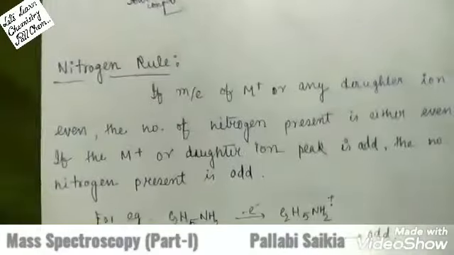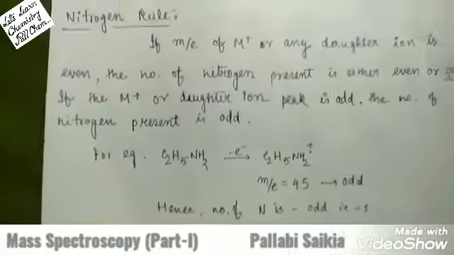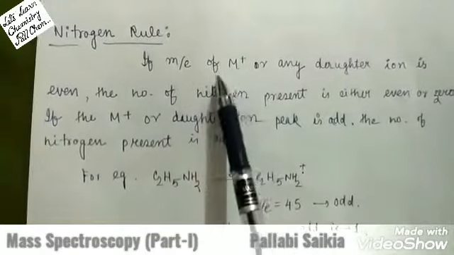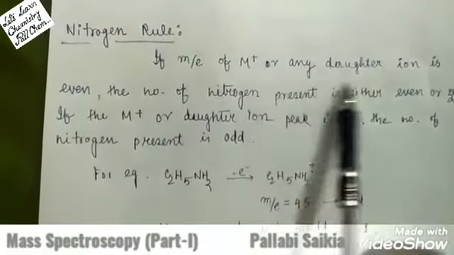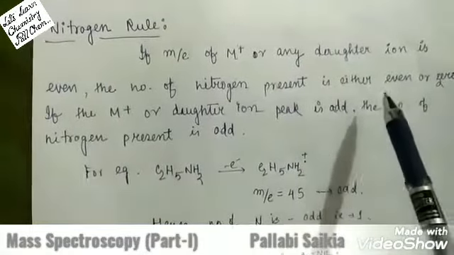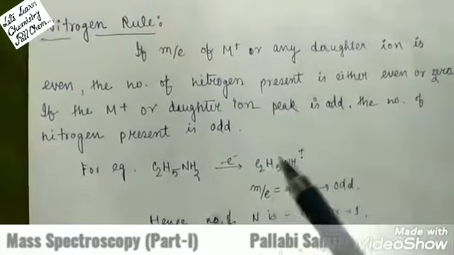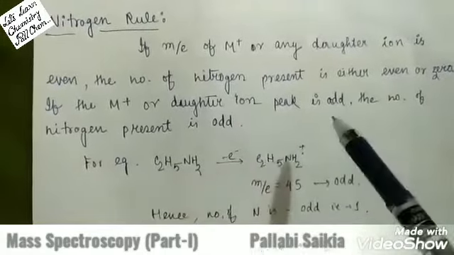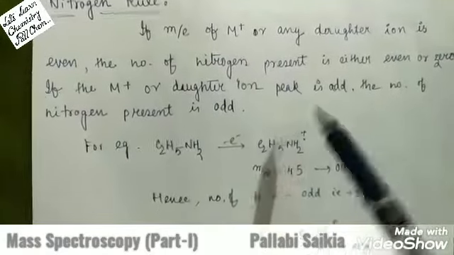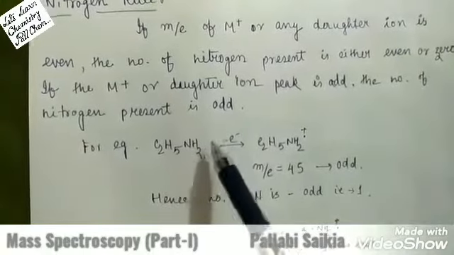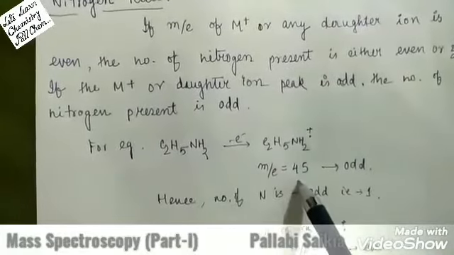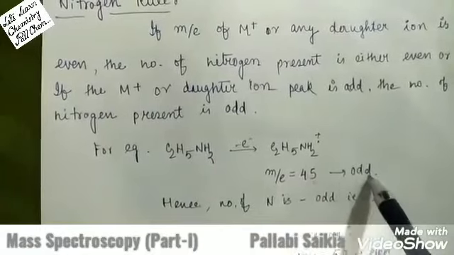Next, there is a rule, the nitrogen rule for mass spectrum. The nitrogen rule states that if the m/e of the molecular ion or any daughter ion is even, the number of nitrogen present in the molecule is even or zero. And if the molecular ion or daughter ion peak is odd, the number of nitrogen present in the molecule will be odd. That means, suppose this is a molecule, after losing an electron, the radical cation will have m/z equal to 45, which is an odd number.